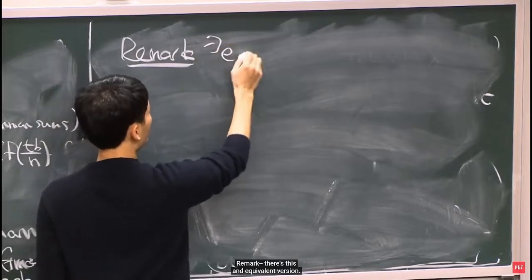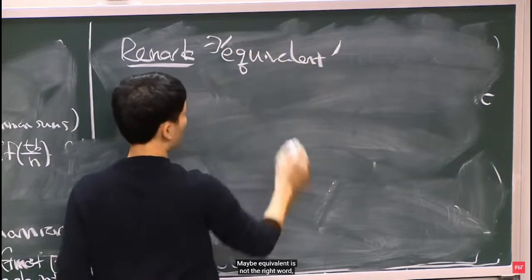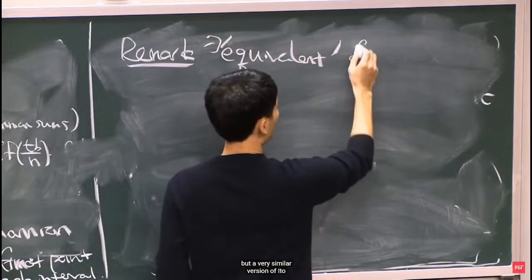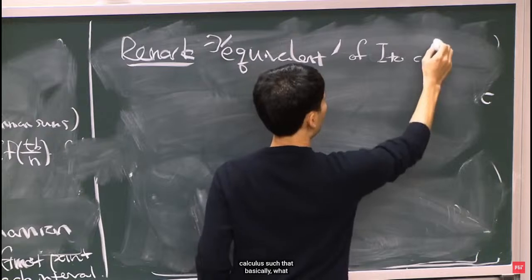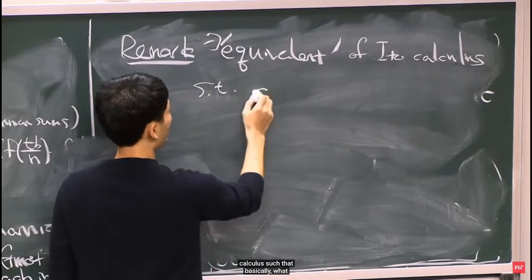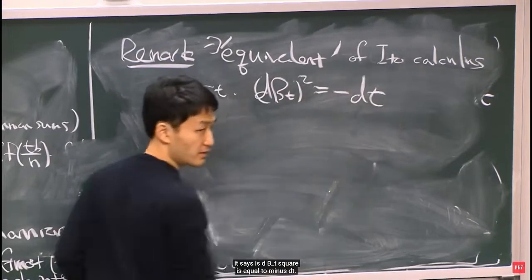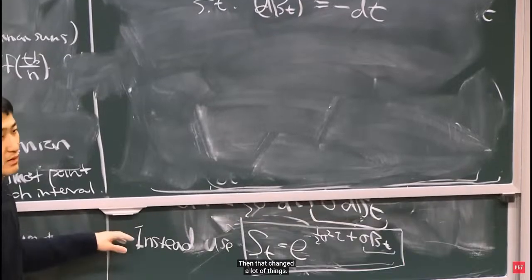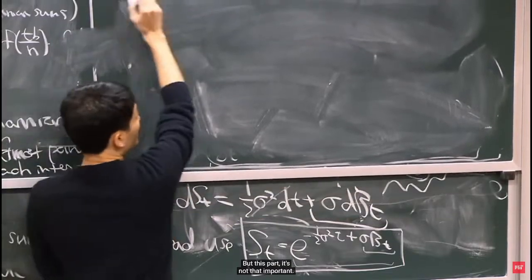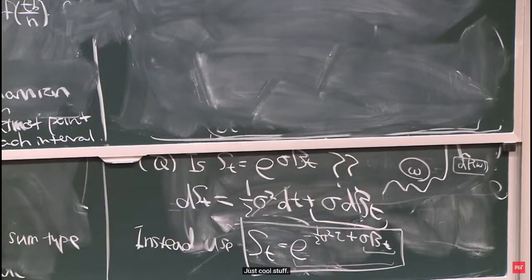Remark: there exists a very similar version of Itô calculus, maybe equivalent is not the right word, such that basically dB_t squared is equal to minus dt. And that changes a lot of things. But so far, it's not that important. It's just fun, cool stuff.